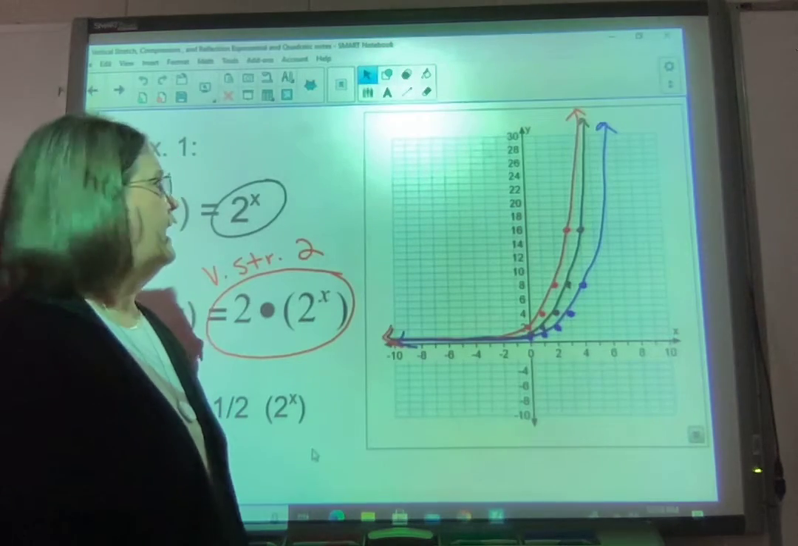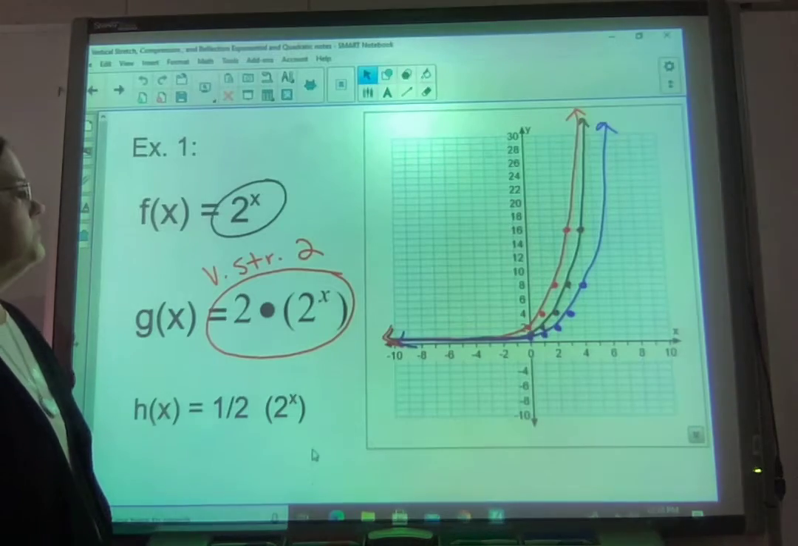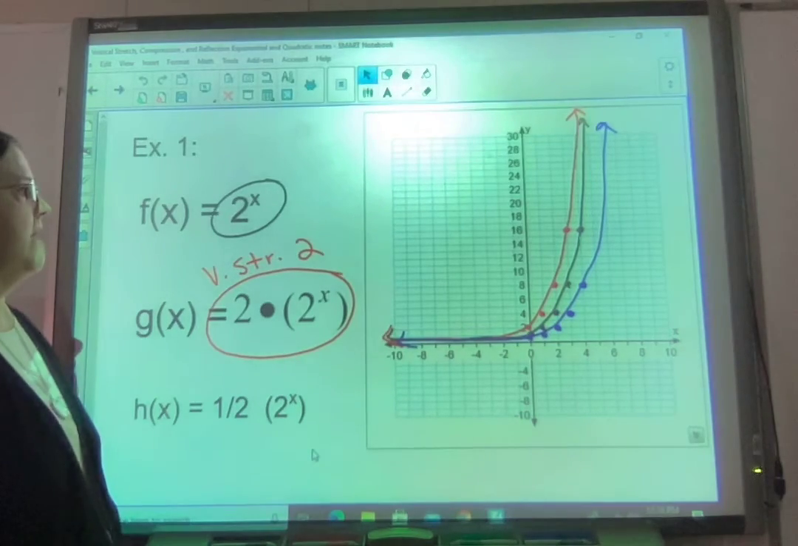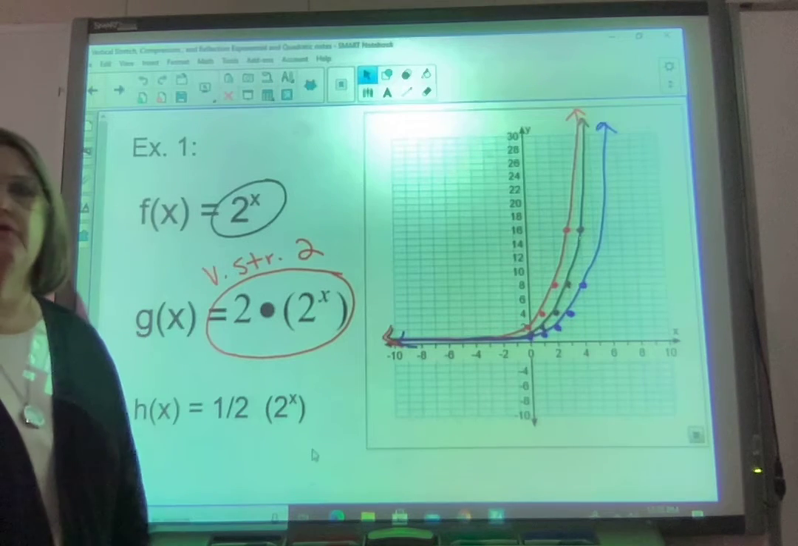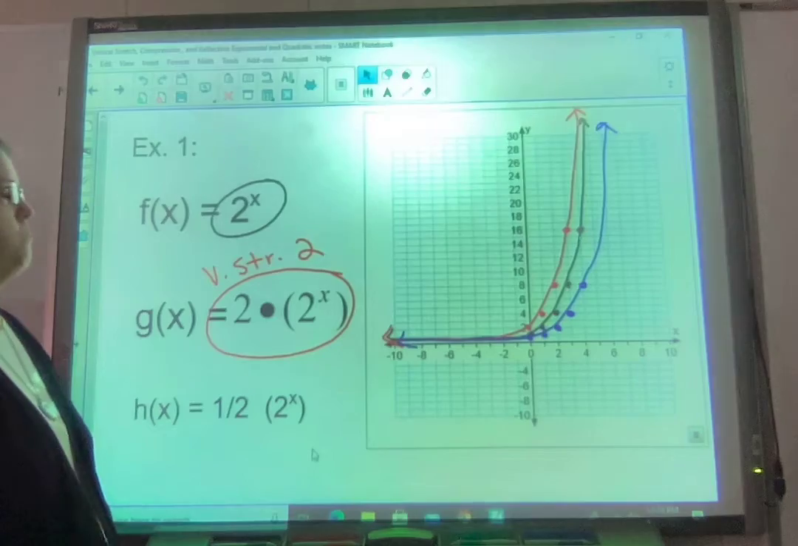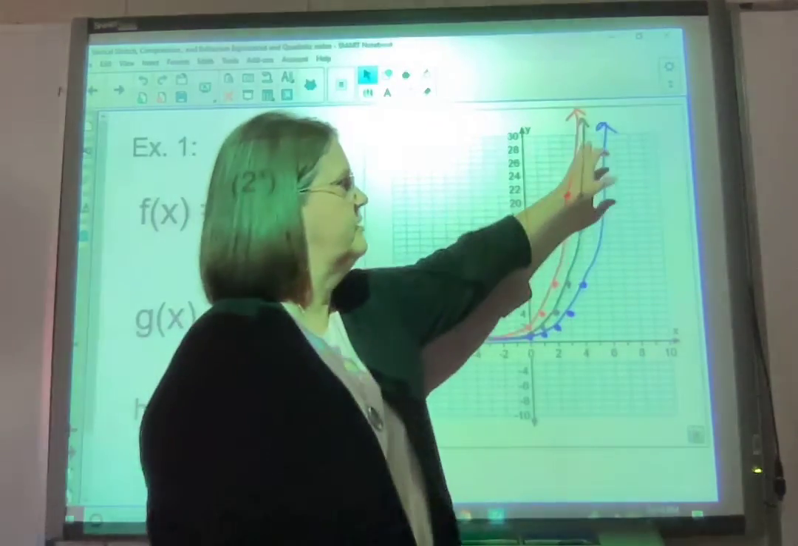Okay, today we're doing vertical stretches and compressions, and we're doing reflections. Now we have this of the exponential function. We also have it of the quadratic function. Now this is the parent. The one in the middle is black. It's 2 to the x.